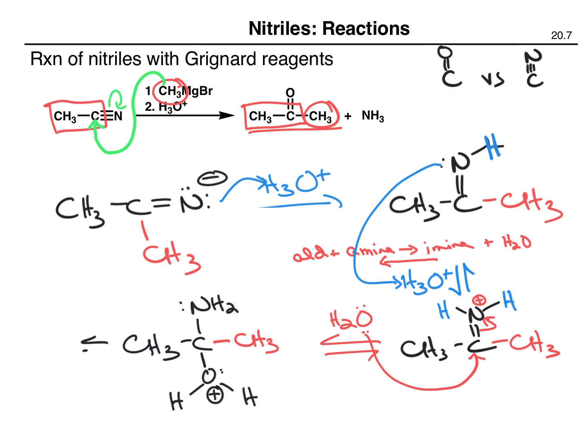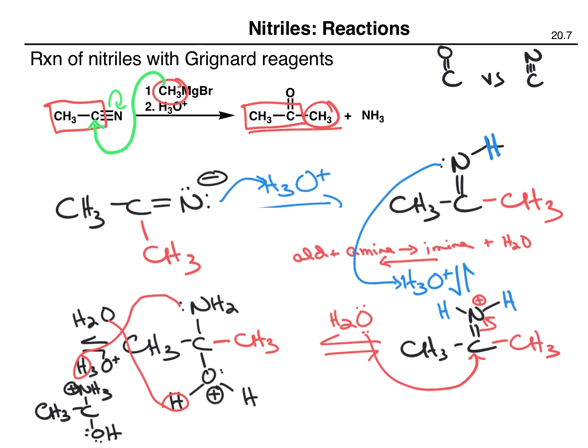This can go through a couple of proton transfer steps. Remember, we have water, we have H3O+, so the nitrogen can grab a proton from here, water can grab a proton from here, and I need to write this really small. This will give us the CH3C NH3 plus connected to OH connected to CH3 that came from the Grignard.